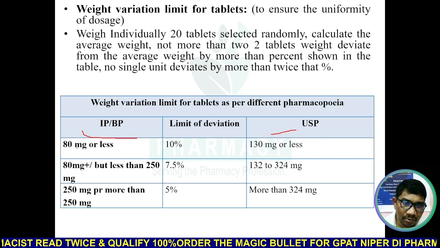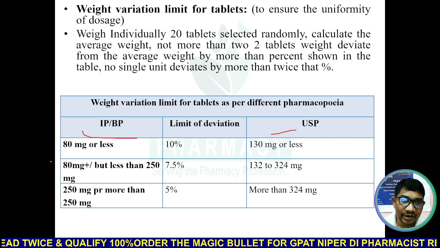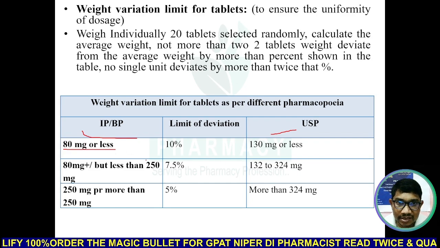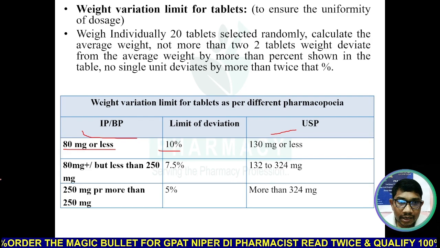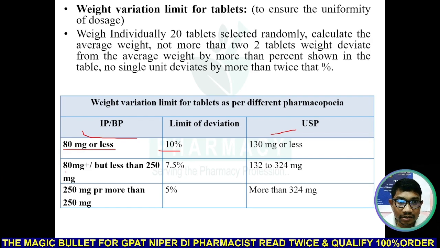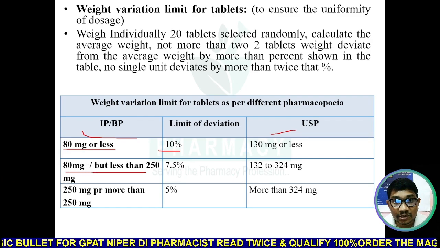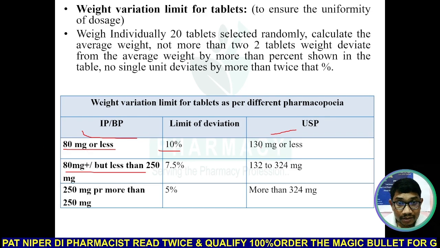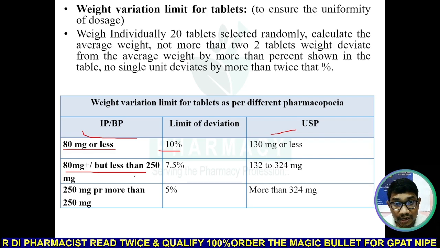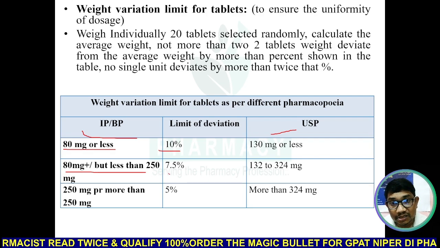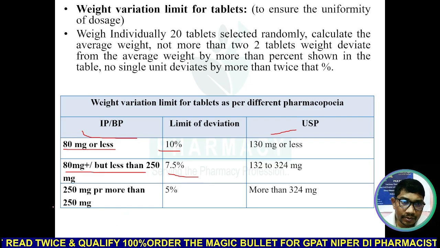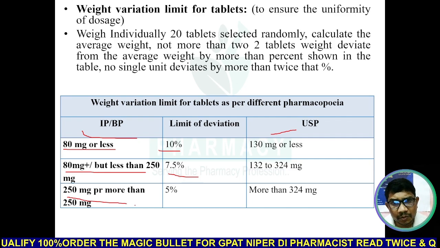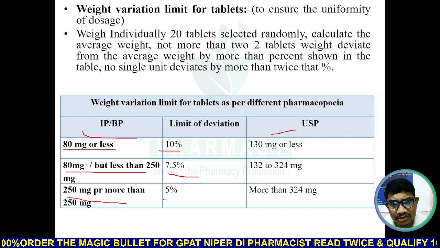Now, as per the Indian Pharmacopoeia and British Pharmacopoeia, if the tablet weight is 80 mg or less, the percentage deviation allowed is 10%. Remember, if tablet weight is 80 mg or less, then 10%. More than 80 mg but less than 250 mg, the percentage deviation is 7.5%. If the tablet weight is 250 milligram or more, the percentage deviation is 5%.